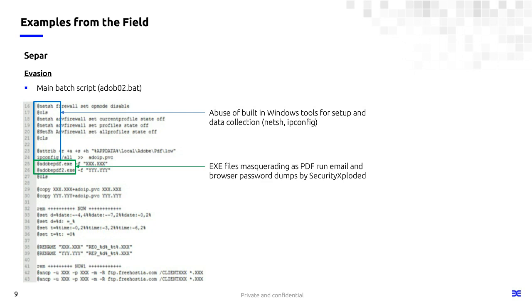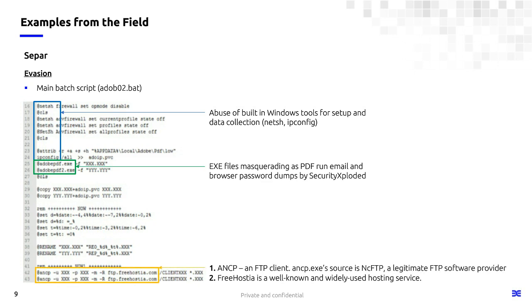Once this is done, the malware performs some additional actions, and then it wants to upload the stolen credentials and the ipconfig information onto its servers. For that, it uses an FTP client called NCFTP. This is a legitimate FTP software provider. And this is used in order to upload all the data to FreeHostia, which is a well-known and widely used hosting service.